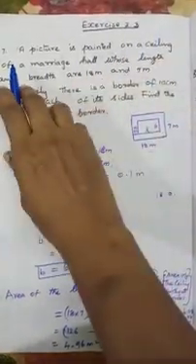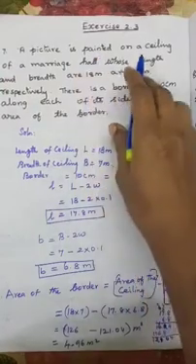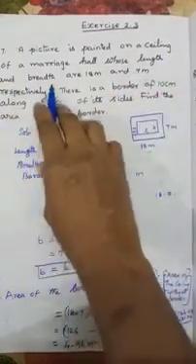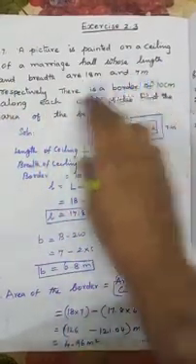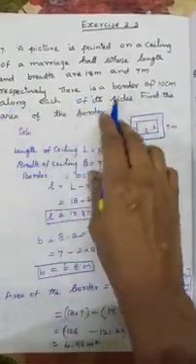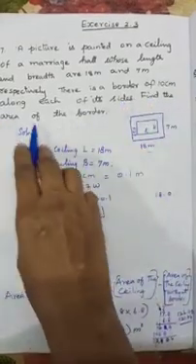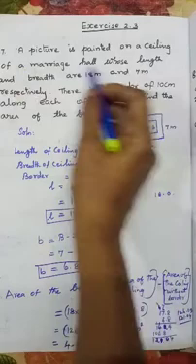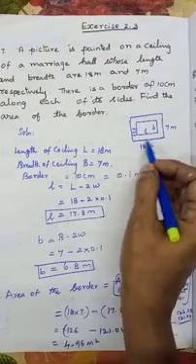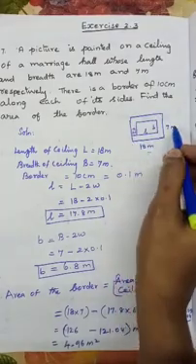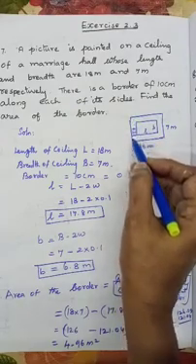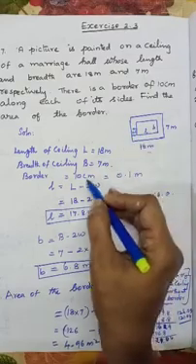Exercise 2.3, 7th problem. A picture is painted on the ceiling of a marriage hall whose length and breadth are 18 meter and 7 meter respectively. There is a border of 10 centimeter along each of its sides. Find the area of the border. This is the full ceiling, 18 meter and 7 meter. Inside this they are giving a border of 10 centimeter.